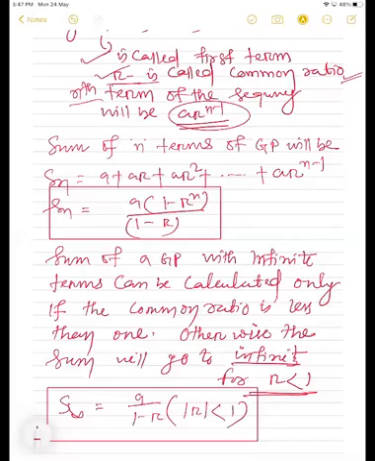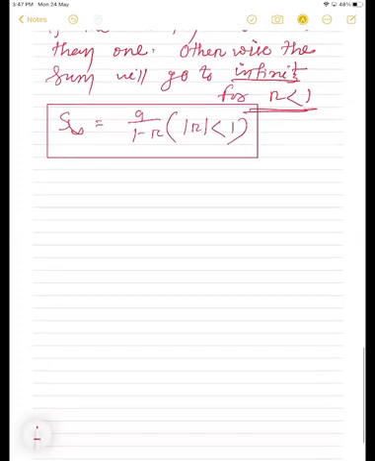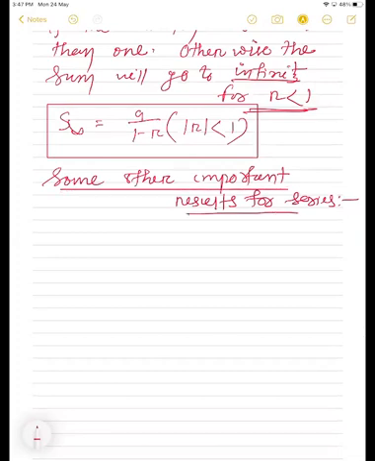Let me do some other important results of series. Just write the formulas directly. Write some other important results for series. Okay. Some other important results for series.